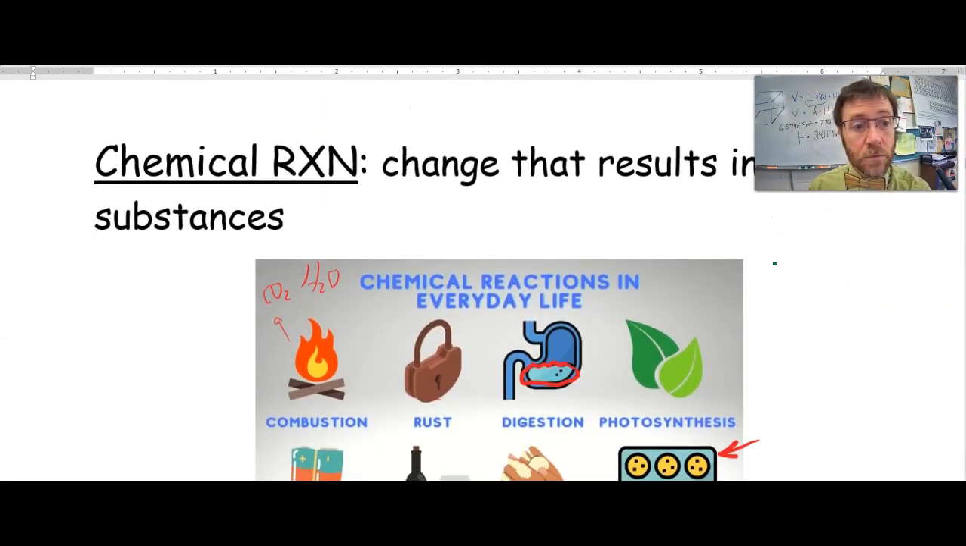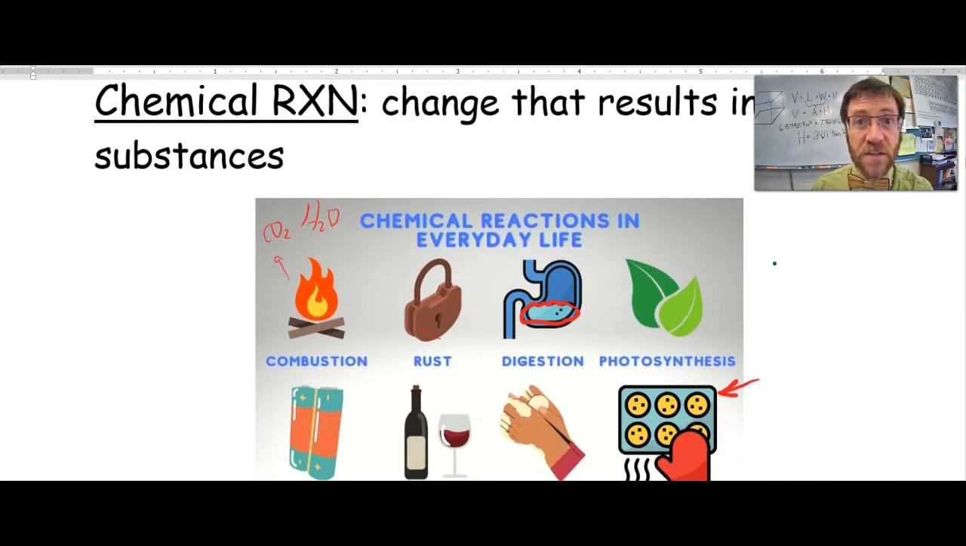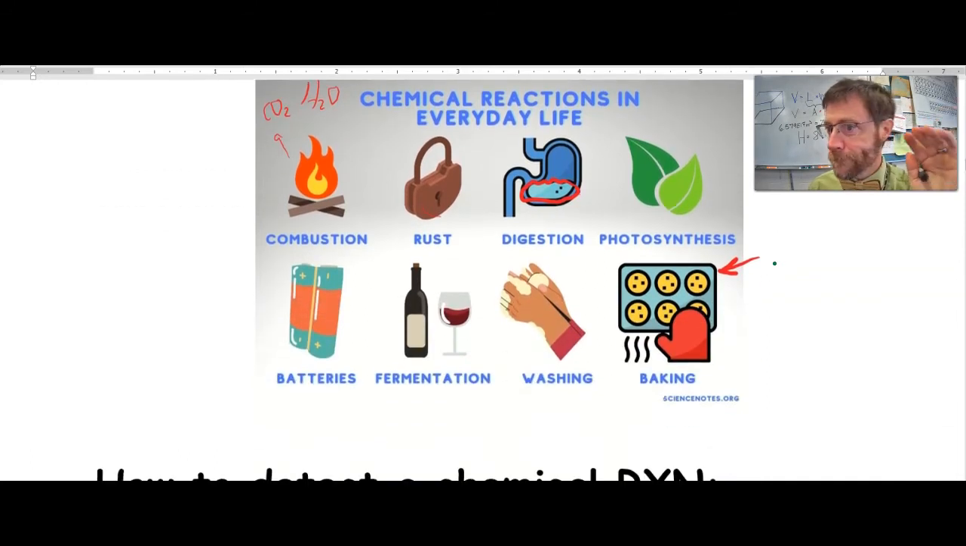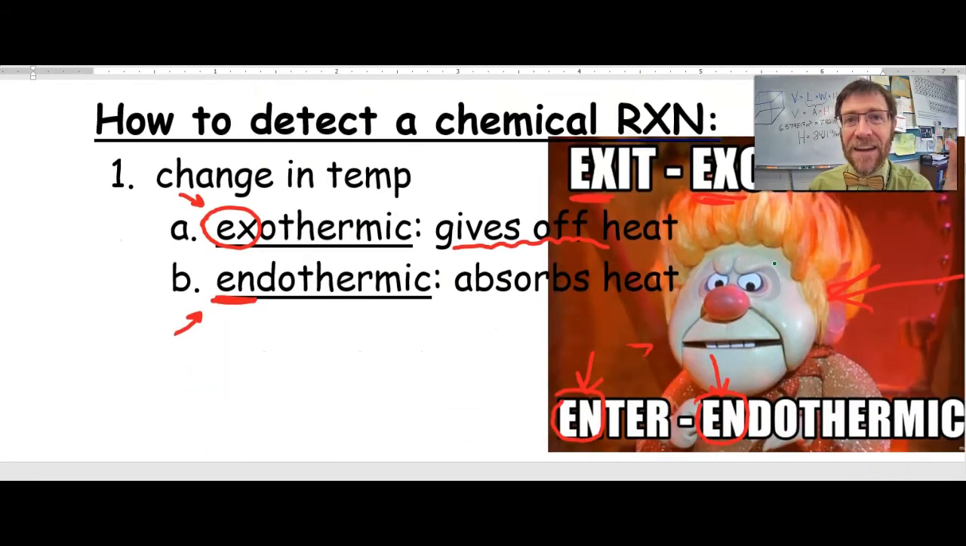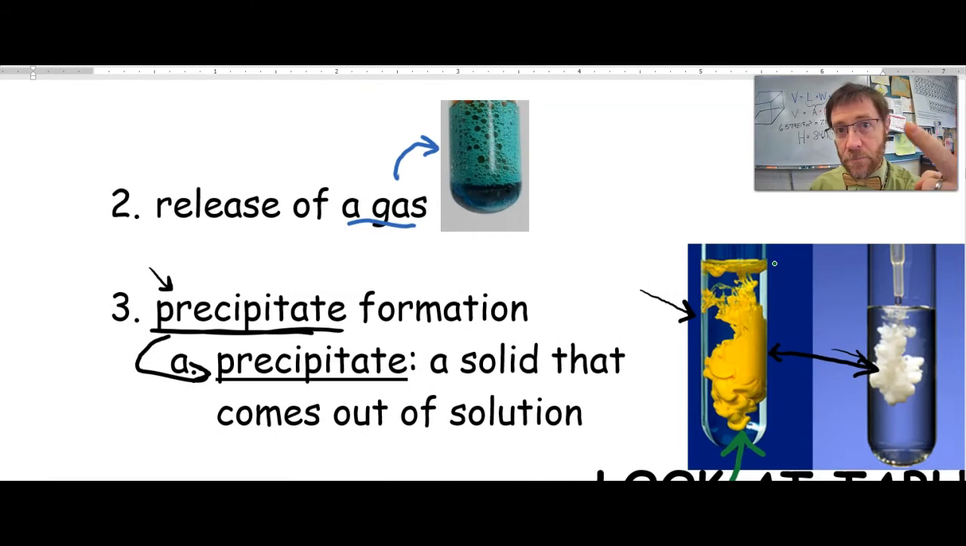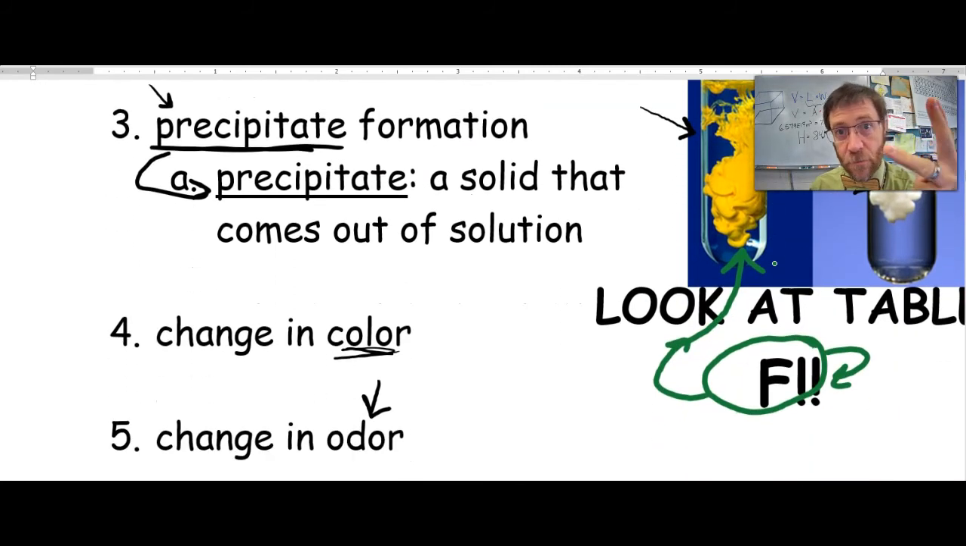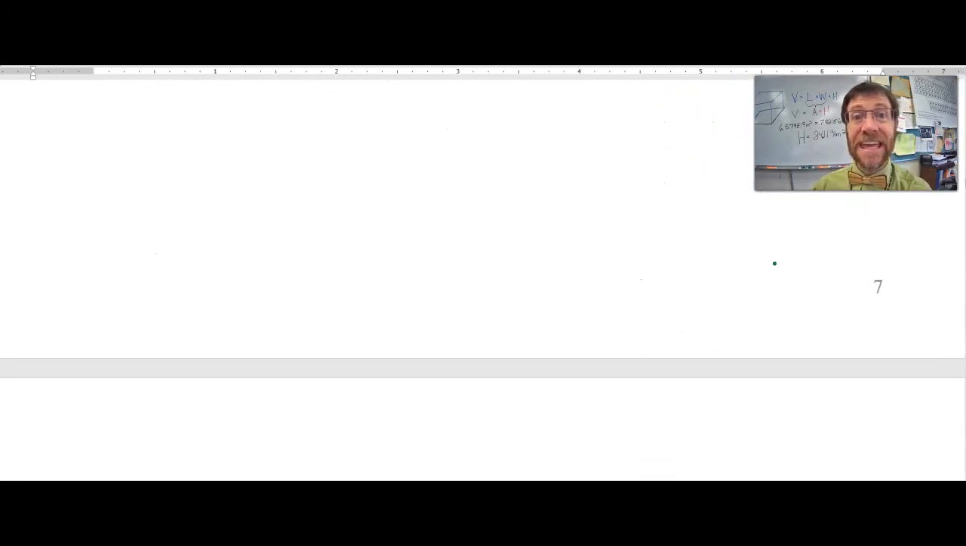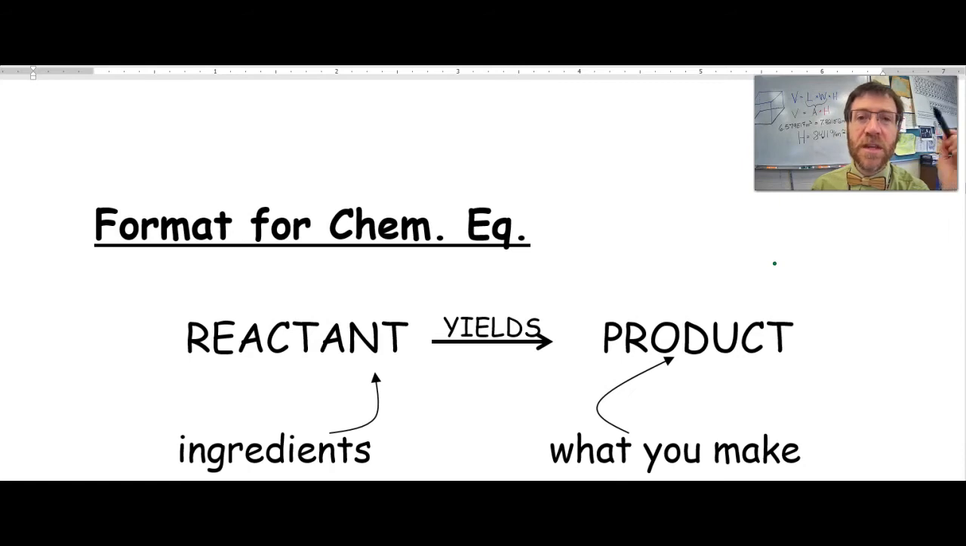A chemical reaction is something that results in a whole new substance. And how do you tell if there's a chemical reaction? We got change in temperature, formation of a gas, formation of a precipitate, change in color, change in odor. That's how we can tell that a chemical change is happening. And we capture that chemical change and we write it in a chemical equation. So here's how the chemical equation is written out. This is the general format.